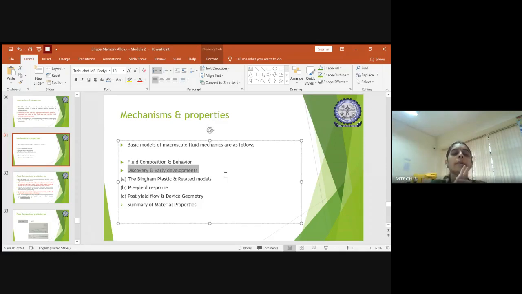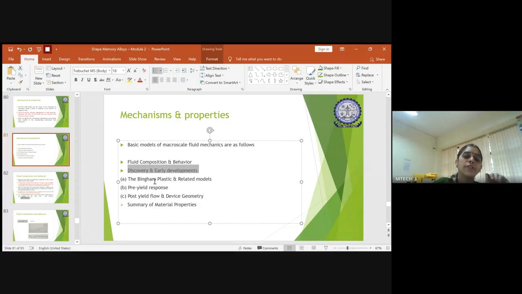So all these three things play a very vital role in developing any basic model for the macro scale study of the fluid mechanics in case of either ER or MR fluid. So once these basic models are thorough enough, then we have to speak about the material properties associated with magnetorheological fluid as well as the electrorheological fluid. The material properties we will be coming to in the later stages. This will take a long period of time.